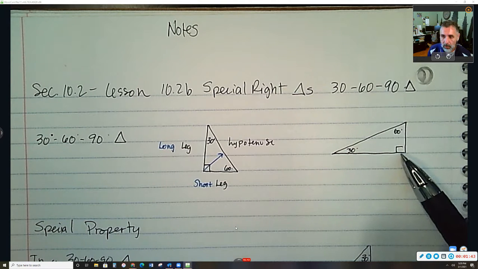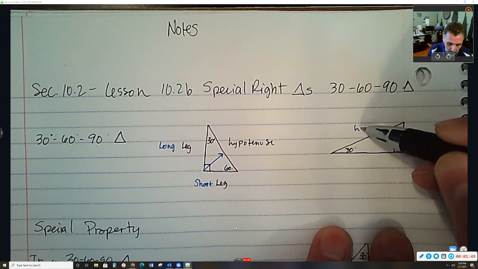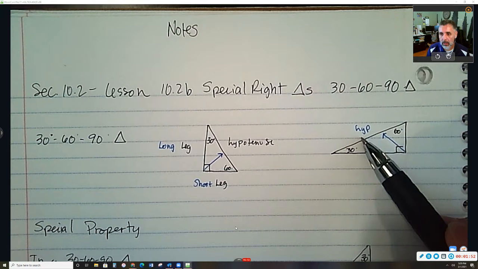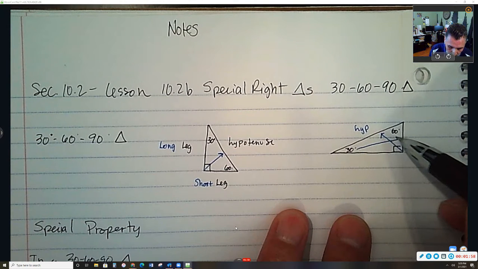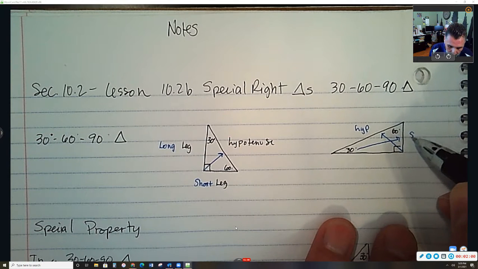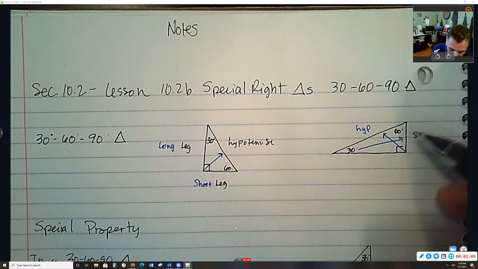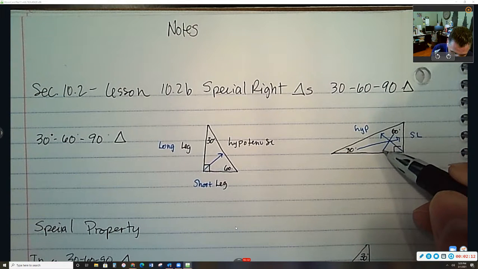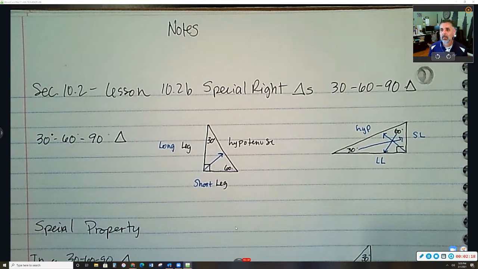So again, if you look at this one, we know this side is going to be the hypotenuse, and I'm going to abbreviate it like this. Across the 30-degree angle, we're going to have the shorter leg, and I'm going to abbreviate it as SL. I'm like you guys, I want to write as minimal as possible. And then across the 60-degree angle, that's going to be the longer leg. Surprise, surprise, I just put LL. Okay, copy that, and then we'll see what the special property is.